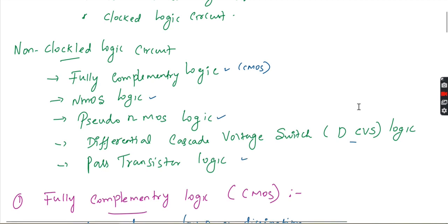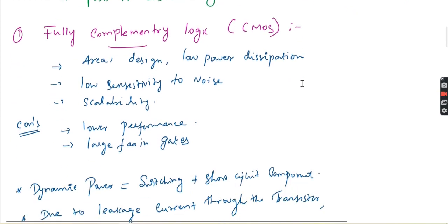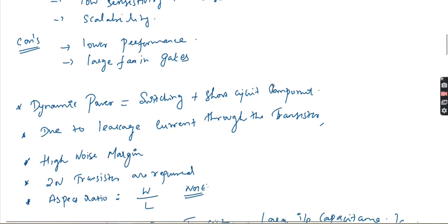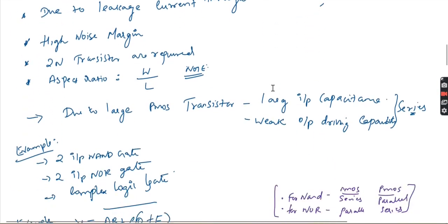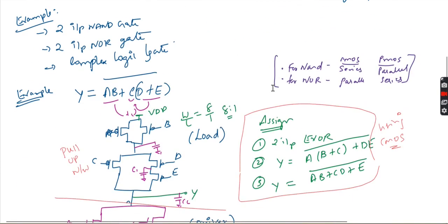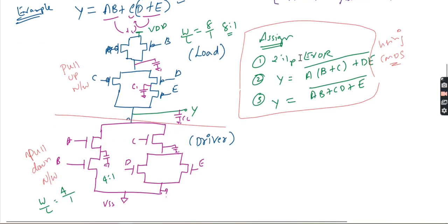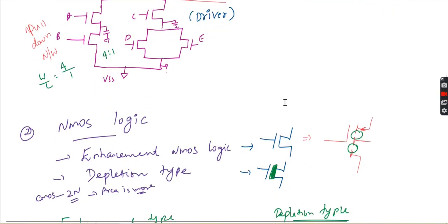The first thing is the fully complementary logic. We already studied how to implement the fully complementary logic like CMOS. Then we studied the advantages when you use fully CMOS, and how many transistors are required. Some more examples we also saw to implement the fully CMOS structure, like this equation that we implemented. Then we gave some work, like a two input XOR gate and some complex logic gates. Then NMOS logic.